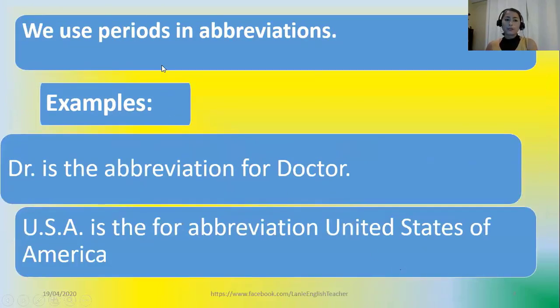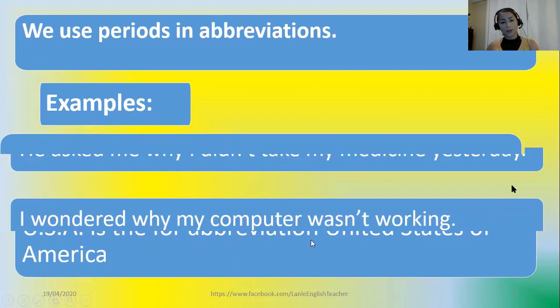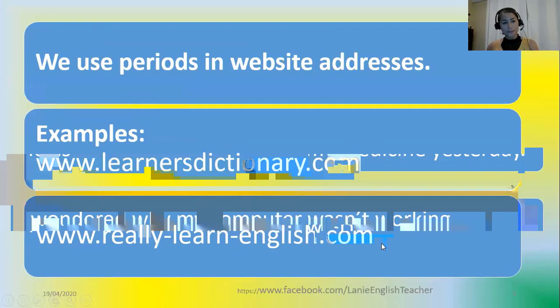All right, we use also period in abbreviations, examples like Dr. for doctor. This is the abbreviation for doctor. And another is U.S.A., which is also the abbreviation for United States of America. We use also periods in website addresses, like for example www.learnersdictionary.com and also www.really-learn-english.com.